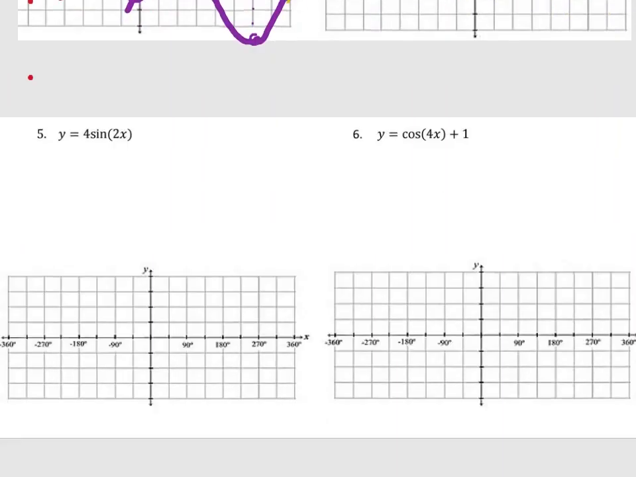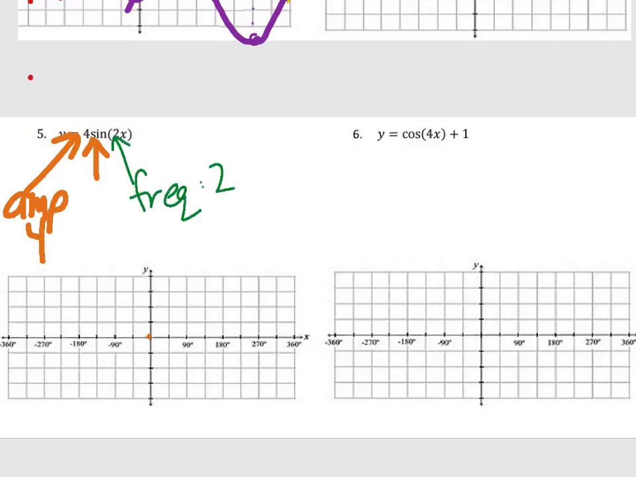Okay. We have sine, so we start in the middle. We have an amplitude of 4, so we'll still start in the middle because we didn't add anything. Start in the middle, we'll go up to 4. We have a frequency of 2, which means by 360 degrees, we'll have gone through an entire cycle. So again, just approximating, I'm going to go up and down and up, and then I'm going to do that entire thing again before that 360 degree mark.